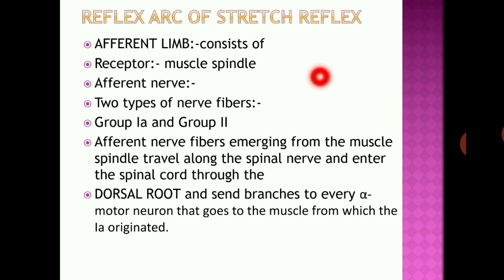Now reflex arc of stretch reflex. Afferent limb consists of receptor and afferent nerve. Receptor is muscle spindle and afferent nerve, two types of nerve fibers, group 1A and group 2. Afferent nerve fibers emerging from muscle spindle travel along the spinal nerve and enter into the spinal cord through the dorsal root and send branches to every alpha motor neuron that goes to muscle, from which the primary ending 1A originated.